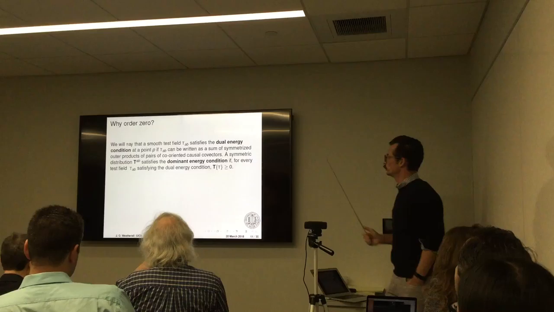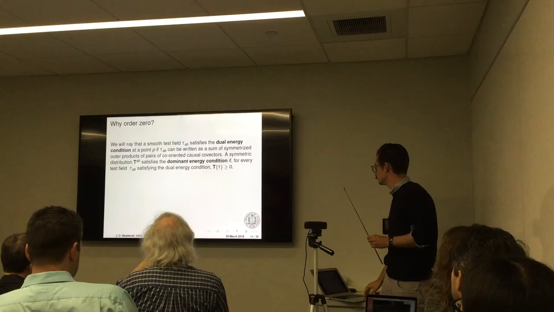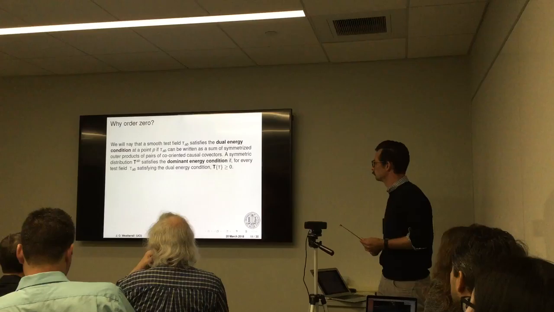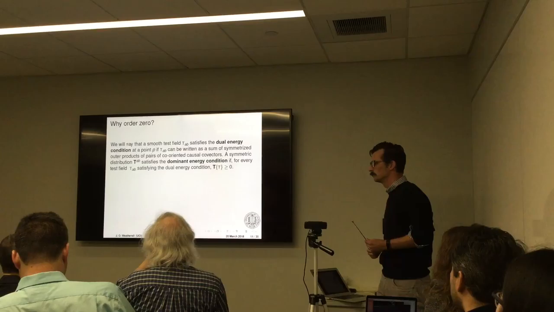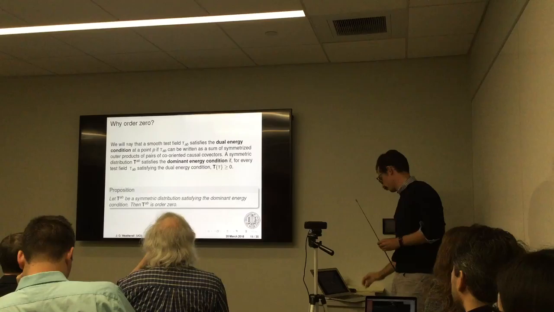We'll say that a distribution satisfies the dominant energy condition if, for every such test field, if it satisfies the dual energy condition, then the action of the distributional stress energy on that test field. No, if I'm not mistaken, that means that you're restricting yourself to Hawking Ellis type 1 stress energy. Is there a reason why you're doing that? It's just the dominant energy condition. Not so just for Hawking Ellis type 1? I'm not saying that big T can be written in anything like this way. I'm saying T acts on. I'm sorry, I misunderstood.